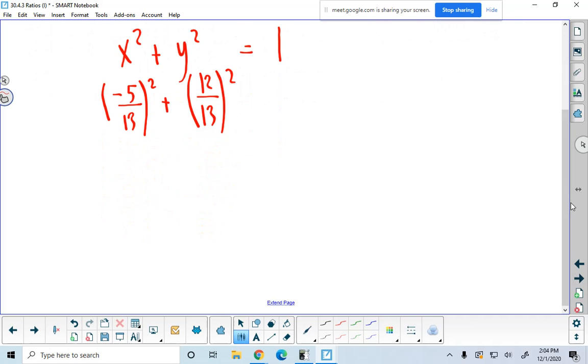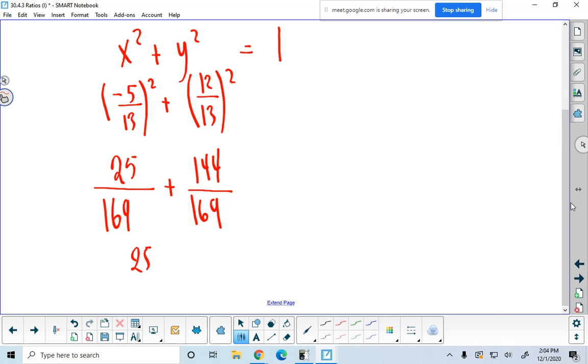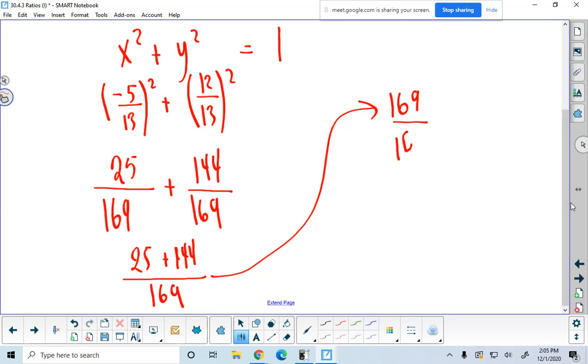When I square negative 5, I get 25. When I square 13, I get 169. When I square 12, I get 144. And when I square 13, I get 169. And you can certainly use your calculator to confirm those squares. When I add them together, I end up with 25 plus 144 over 169. Well, that's 169 over 169, so that's 1. It's on the unit circle.